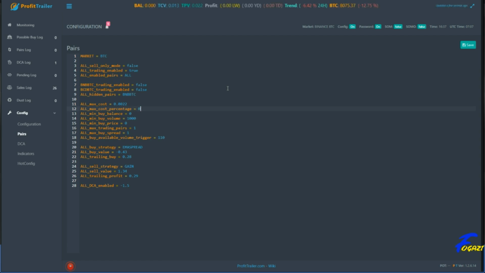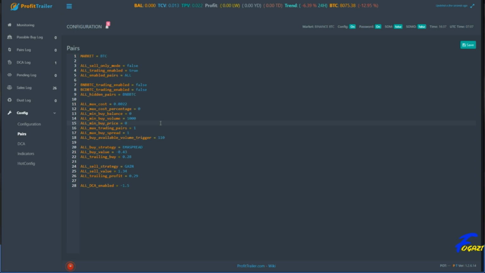All right, I think that's rabbiting on enough about the max cost and the max cost percentage. Hopefully you can understand that. Just whatever you do, make sure when you set a percentage, make sure that percentage equates to the minimum buy value of your chosen exchange.